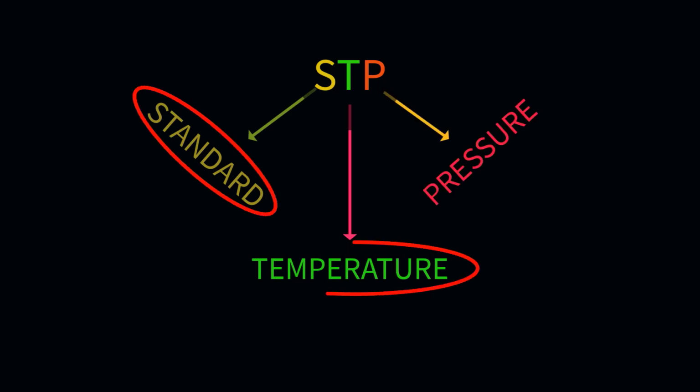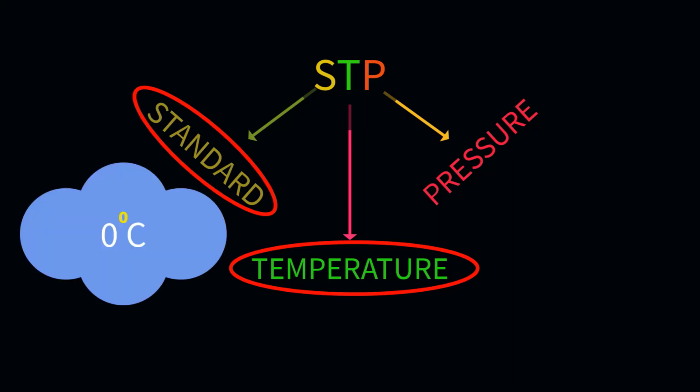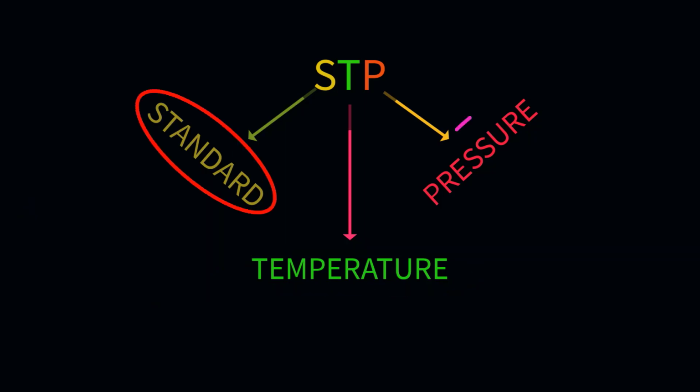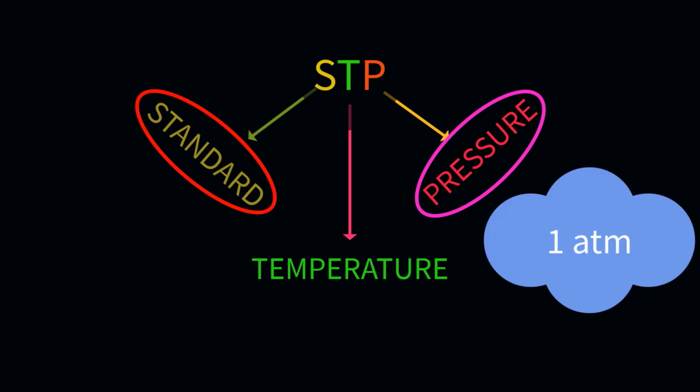Standard temperature means the temperature is 0 degree centigrade. That means the room temperature will be freezing cold. And standard pressure means 1 atmospheric pressure. That means the normal pressure we feel on the surface of the earth. But remember, this works only for gases.